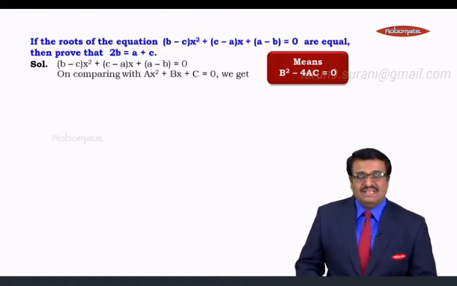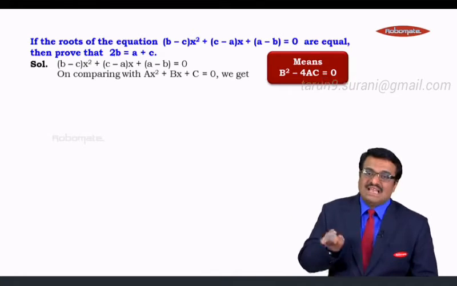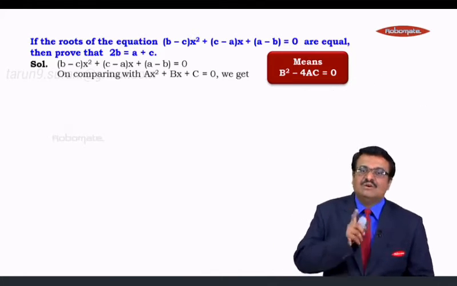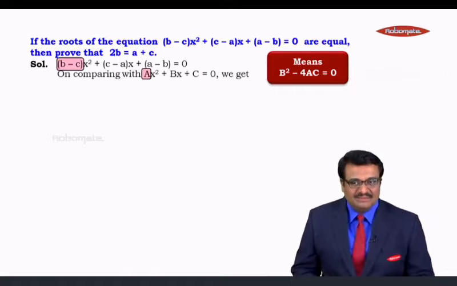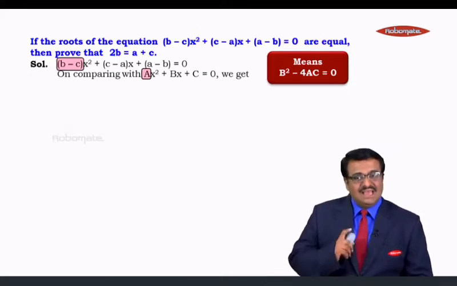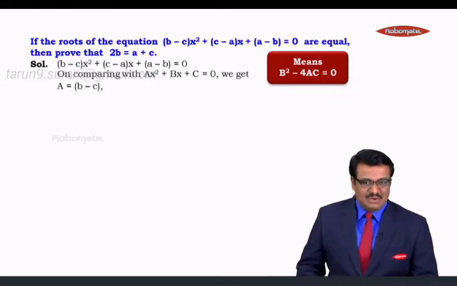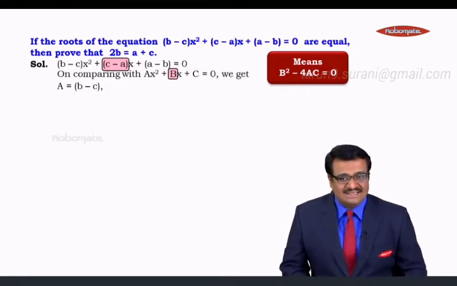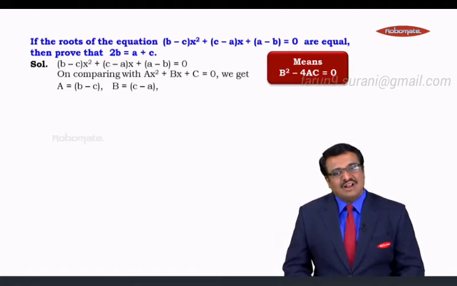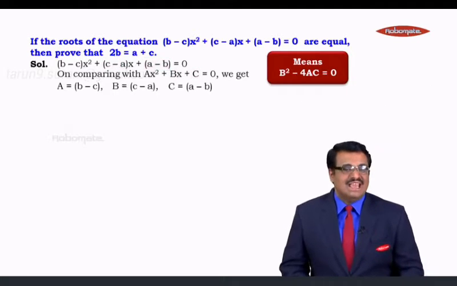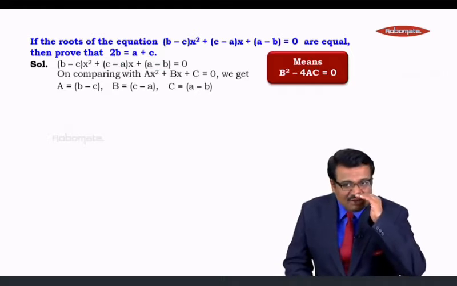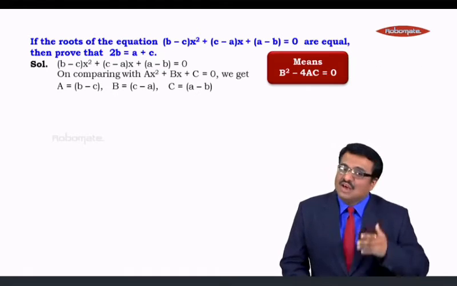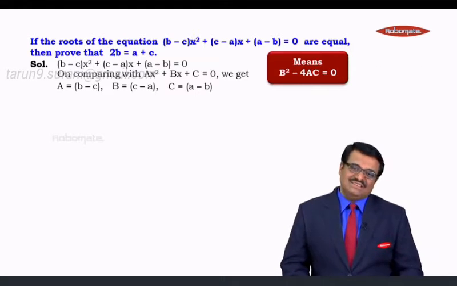On comparing this with capital A x square plus capital B x plus capital C equals 0, we get the coefficients A, B and C. Capital A's value, the coefficient of x square, is b minus c. Capital B's value, the coefficient of x, is c minus a. And the constant term, capital C's value, is a minus b. And once we get the values of capital A, capital B and capital C, we know that B square minus 4AC is equal to 0.